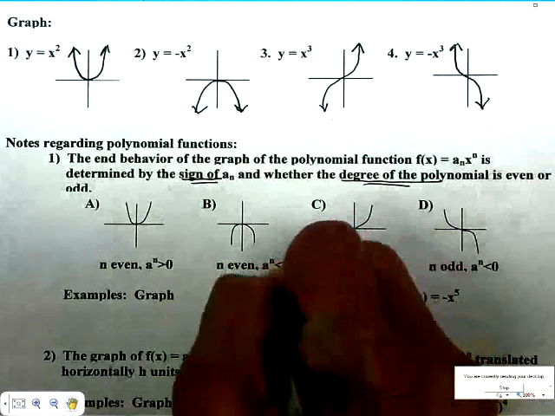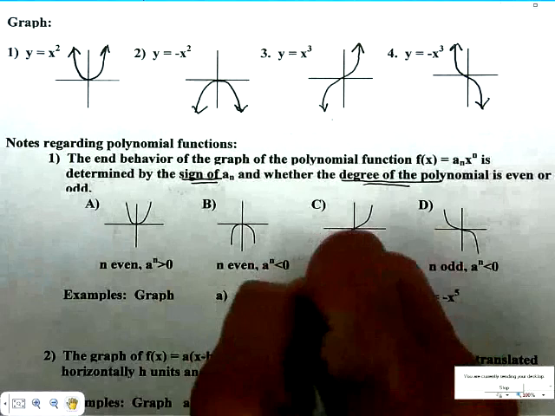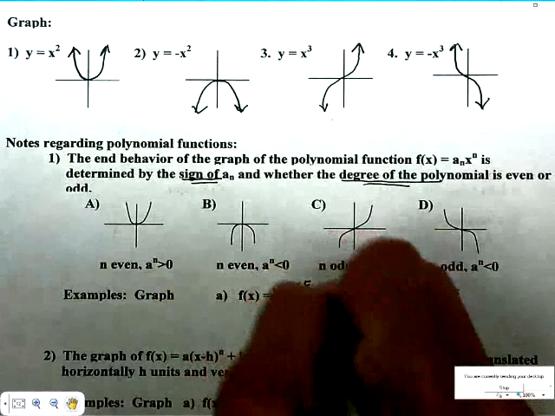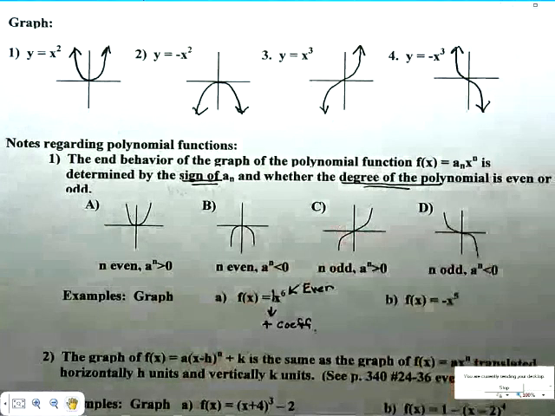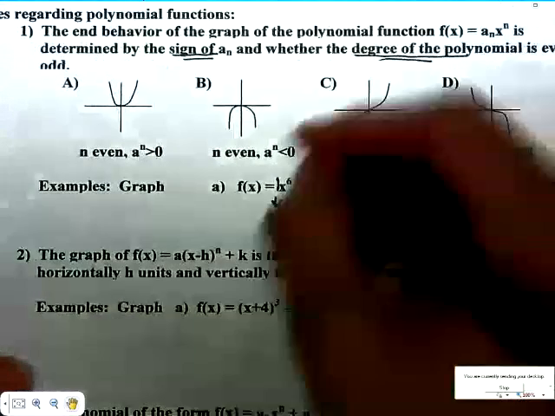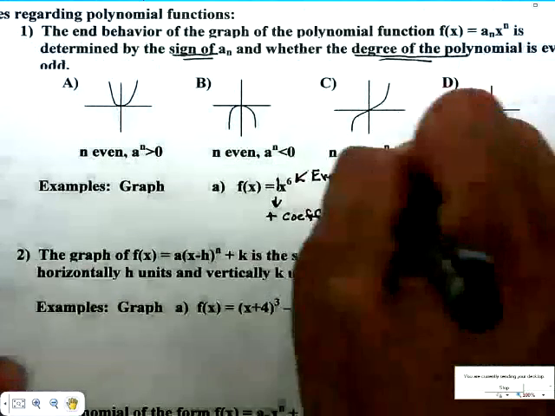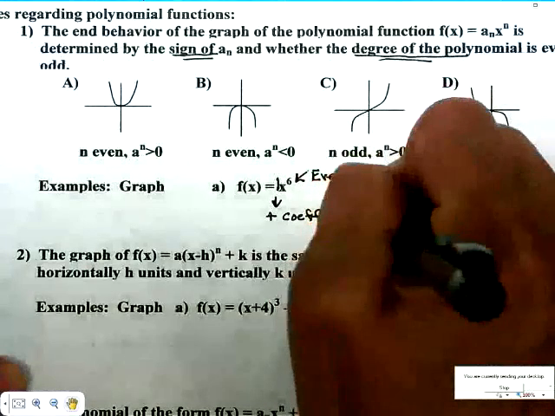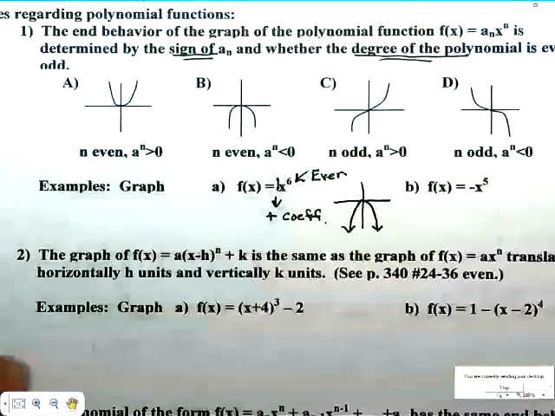And a positive coefficient means that both ends go down just like x squared. It's steeper than x squared, but if I don't have graph paper, you're not going to be able to tell that.